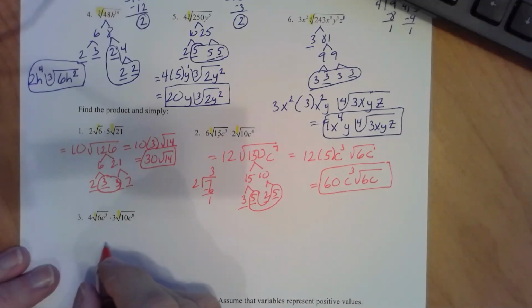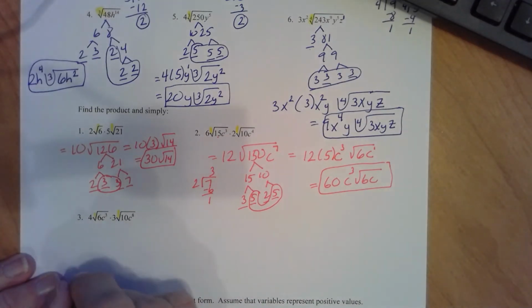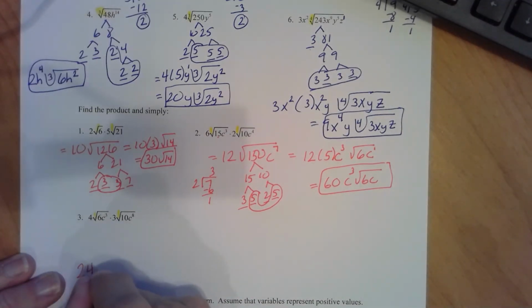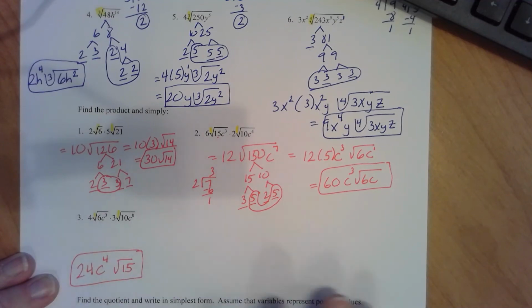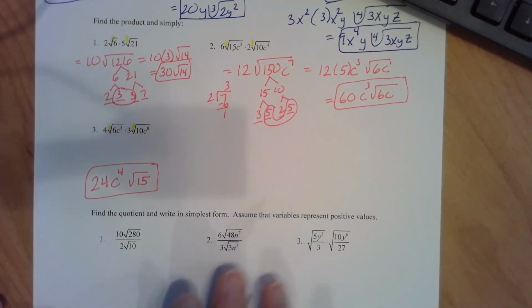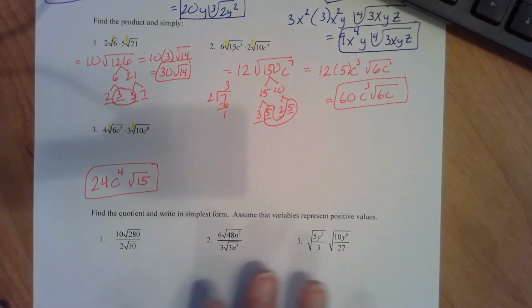So I'm going to let you do number 3. I will give you the answer, and hopefully you can get to it. It should be 24c to the 4th, square root of 15. So try number 3 and make sure you can get to 24c to the 4th, square root of 15.